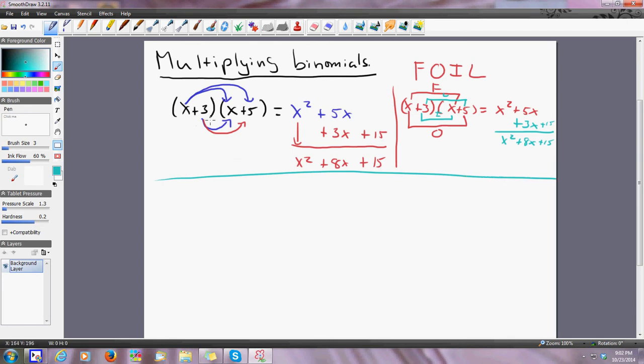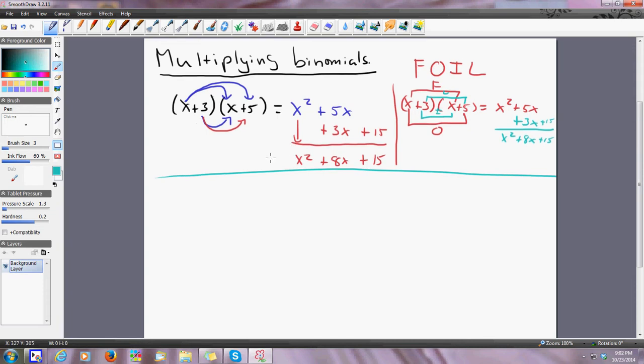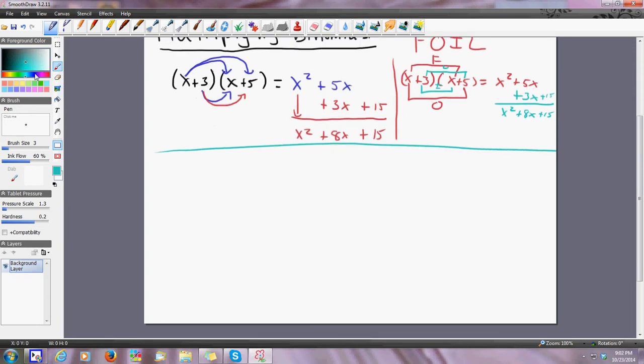I'll do two more examples. So that's what happens if you have positive numbers. It is always possible that you'll have a negative number, like x minus 4 times 2x plus 3.